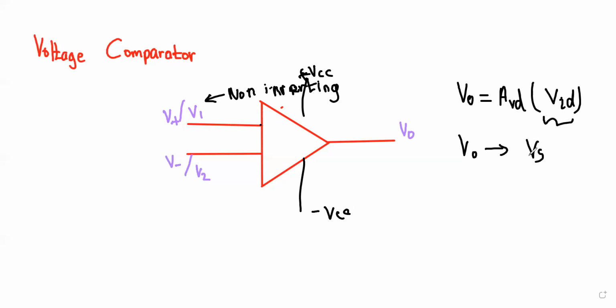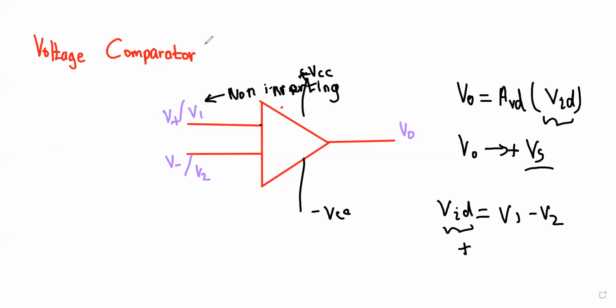We can denote VID as V1 minus V2, and if V1 is greater than V2, the VID is going to be positive. You can directly tell that. So if it is positive, we are going to get a positive output voltage, but although it has a linear equation, it can't increase after a set limit. That's going to be plus Vs, the source voltage we are providing.